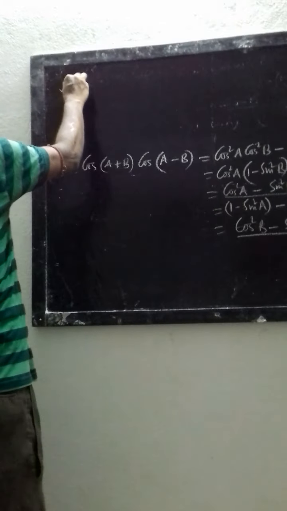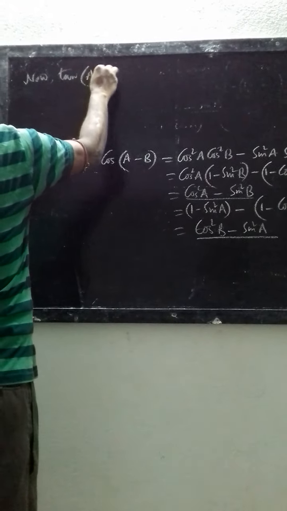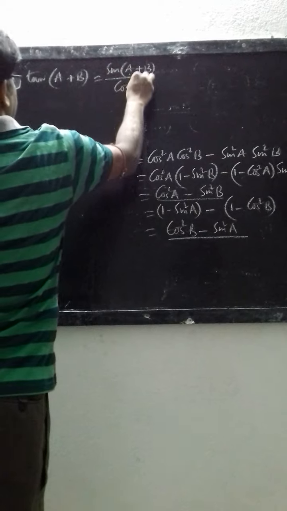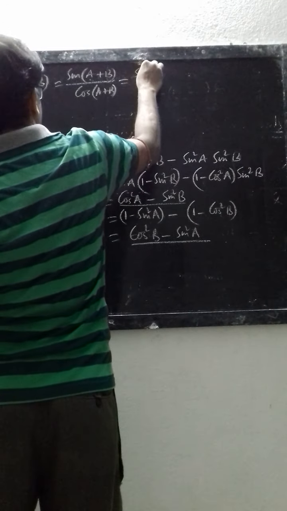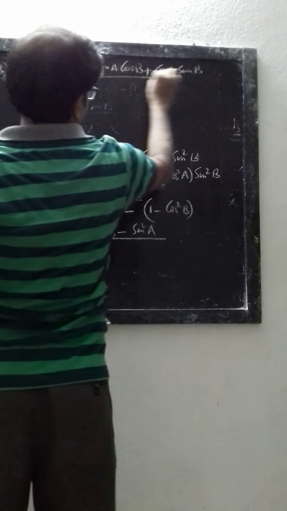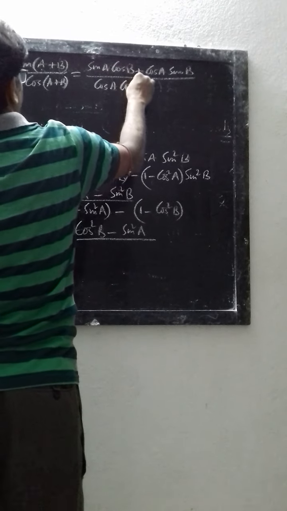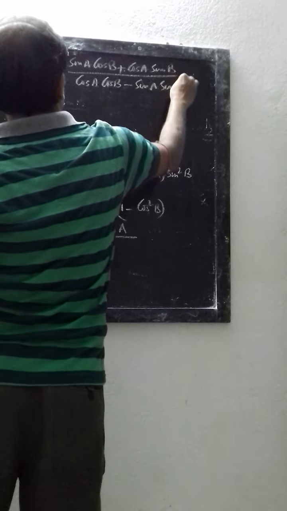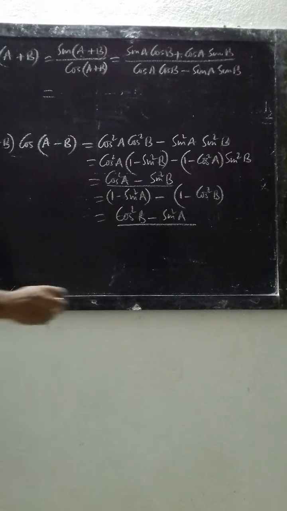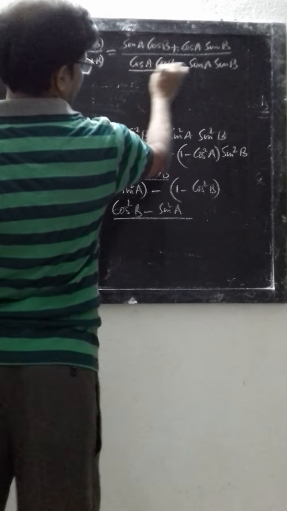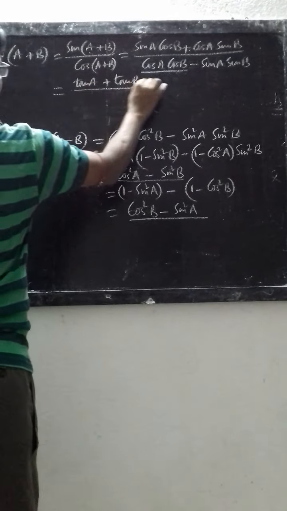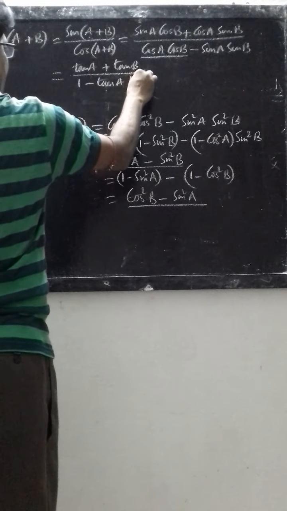Now tan(A+B), tan(A+B) equal to sin(A+B) by cos(A+B). Sin(A+B) equal to sin A cos B plus cos A sin B. Cos(A+B) equal to cos A cos B minus sin A sin B. This is equal to, again divide numerator and denominator by cos A cos B. So this is equal to tan A plus tan B divided by 1 minus tan A tan B.